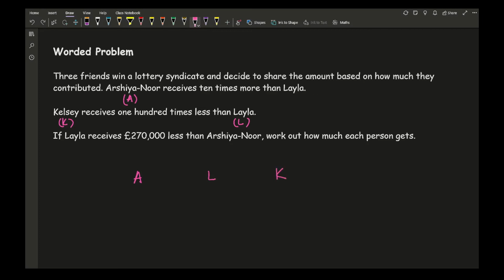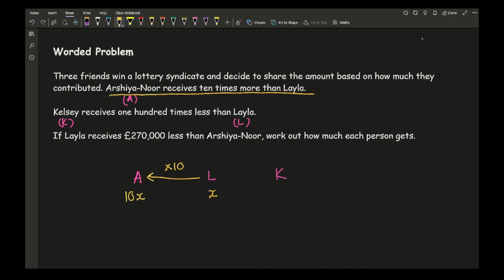So let's break down what this problem actually is. The first line says that Arsenal receives 10 times more than Layla. Now, we don't know how much each person gets, so for argument's sake, let's say that Layla is X, because we don't know how much she receives. Arsenal receives 10 times more, so to get from here to here we've got to times by 10, and X times 10 gives me 10X.